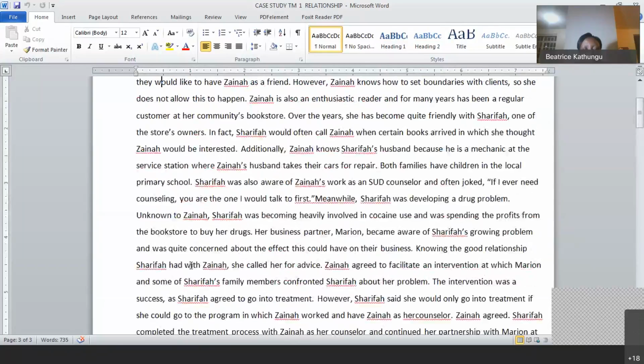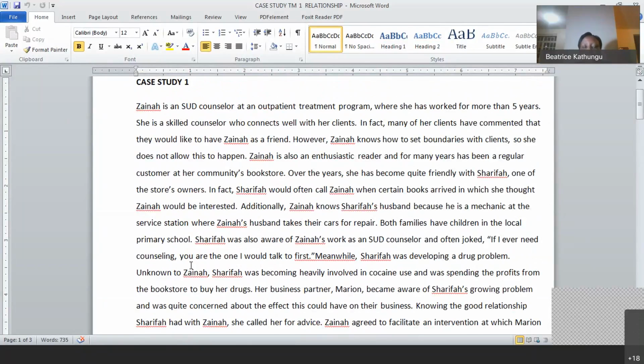So I'm going to take you through this case, and I'm going to ask you as we read it to pick what are some of the ethical decision model aspects you can think about. I'm also going to ask you to think about the values that should come into play, and I also want you to think about what principle and probably what standards of that principle are touching on this case. So the counselor is called Zaina. She is an SUD counselor at an outpatient treatment program where she has worked for more than 5 years.